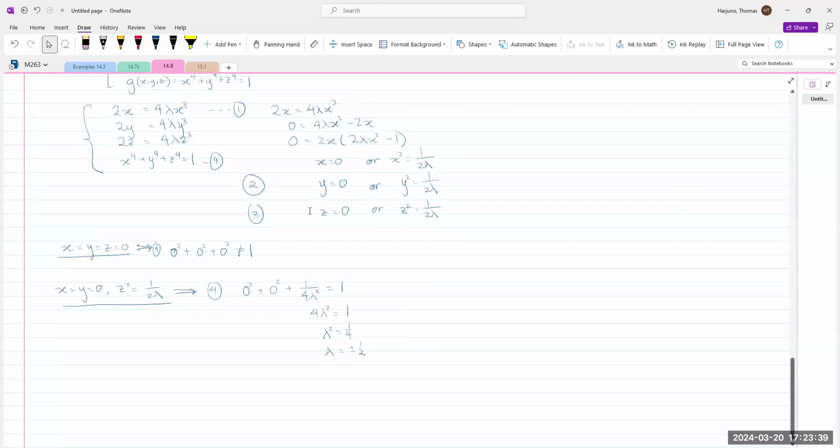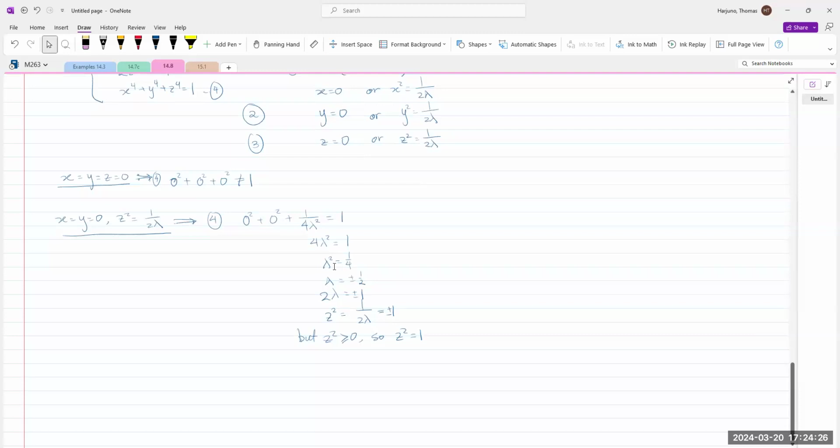Which implies, actually I don't need to. I basically get 2 lambda equals plus or minus 1. But because z squared equals 1 over 2 lambda, it has to be only positive 1, not the minus, right? Not the minus. Okay, so z squared must equal 1, which implies z is plus or minus 1. So one of the critical numbers are (0, 0, 1) and (0, 0, negative 1).